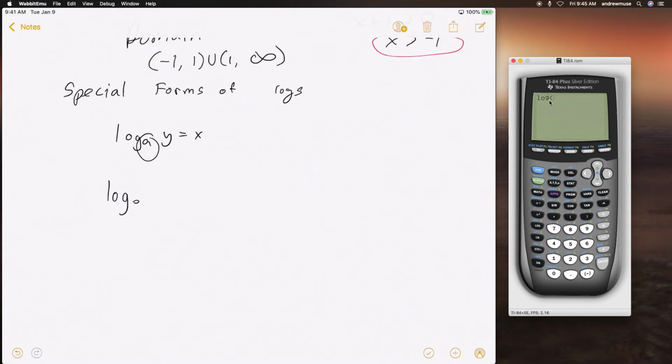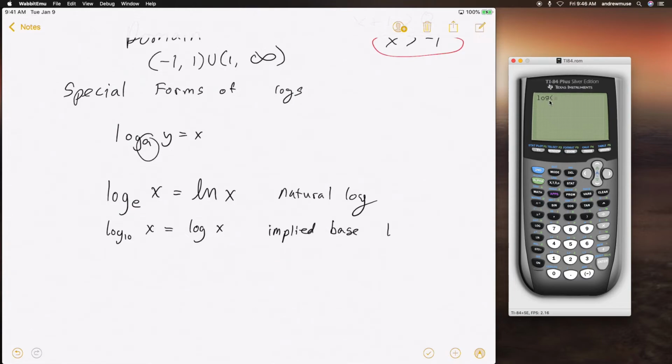Log base e, which we talked about e being a number last time, we have a special notation for it. It's ln, and that stands for natural log. And then log base 10, we just write as log of x. If there's no base on it, that's an implied base 10, and that's what's in the calculator. So when I do that, that says base 10. Okay? These are the only two in the calculator.